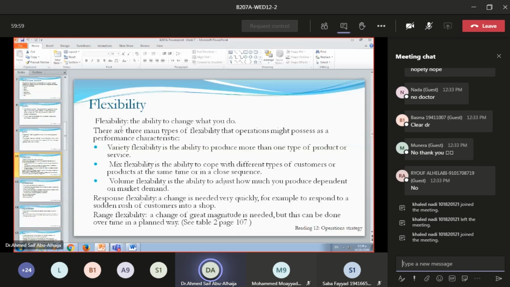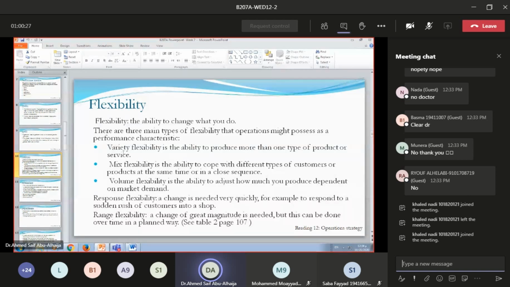Flexibility is about the company's ability to change what you are doing now. Why do we need to change? Because there are reasons for sure. So we have three kinds of flexibility: variety flexibility, mix flexibility, and volume flexibility.